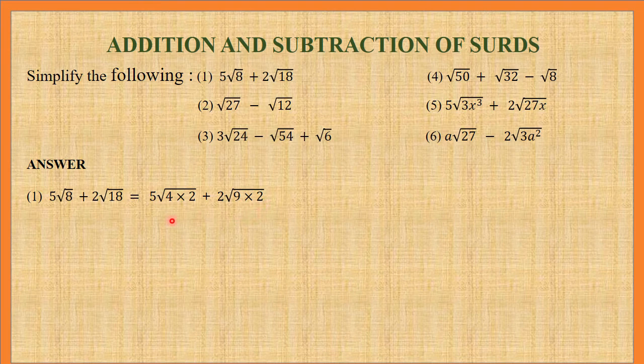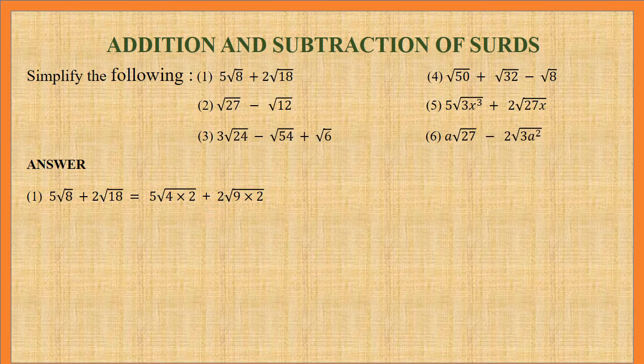And we can simplify this as square root of 4 times square root of 2. And we know square root of 4 is what? 2. So we'll now have the 2 multiplied by this. Then in this case, square root of 9 will be 3. We'll multiply 3 by the 2 here.